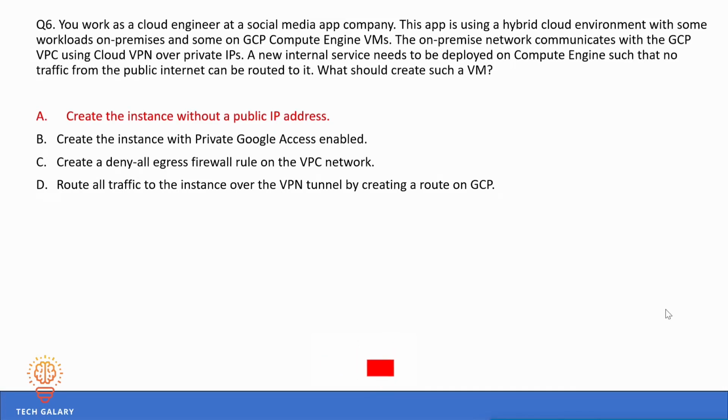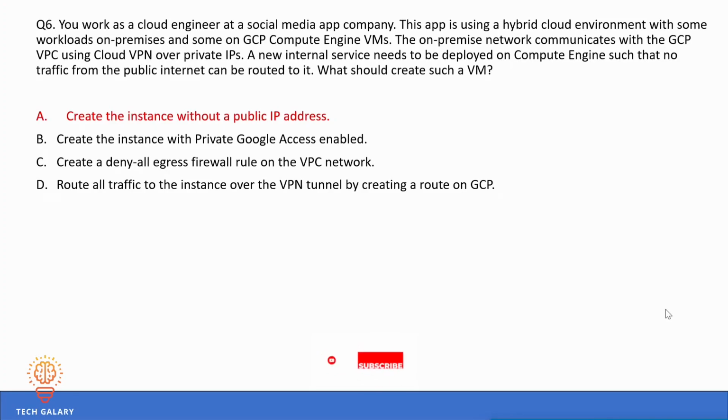Here option A is correct because an instance without a public IP address is not accessible through the internet. So we need to create an instance without a public IP address. In the question they have mentioned that no traffic from the public internet can be routed to it. So in this scenario we have to create an instance without a public IP address.